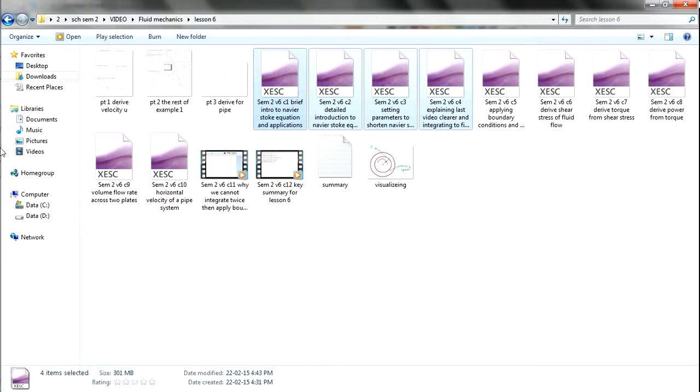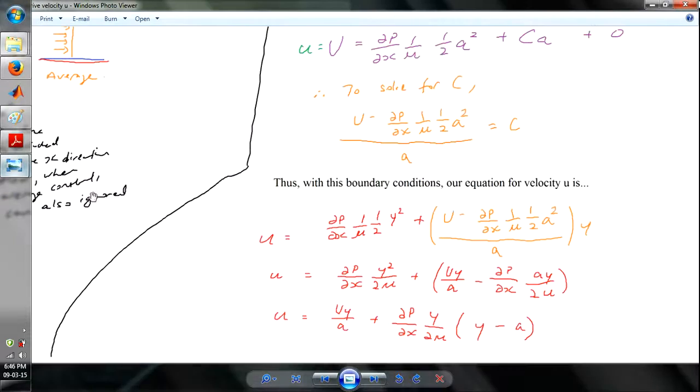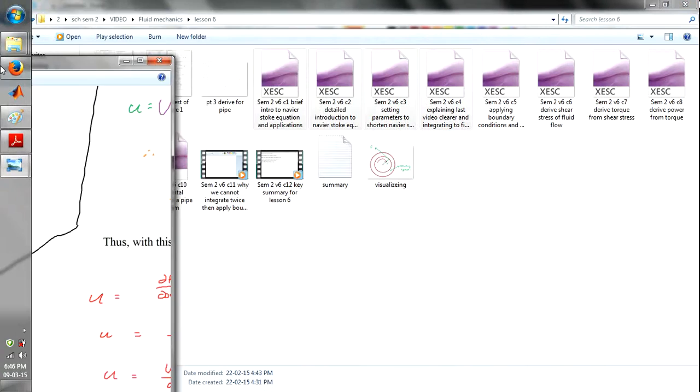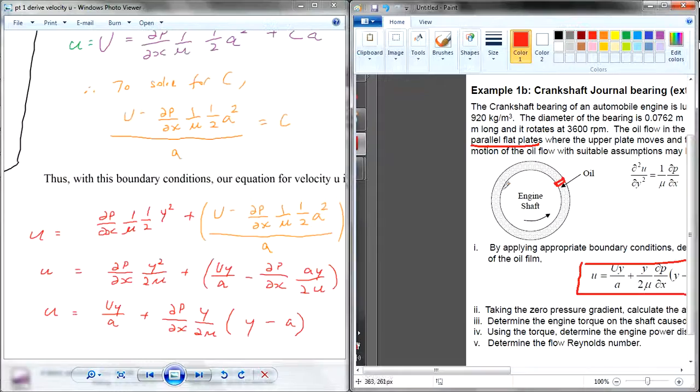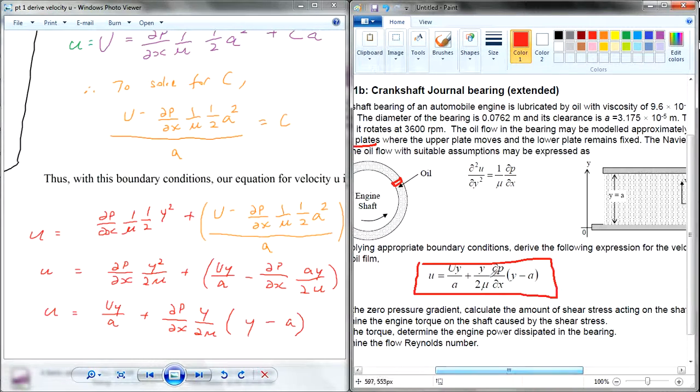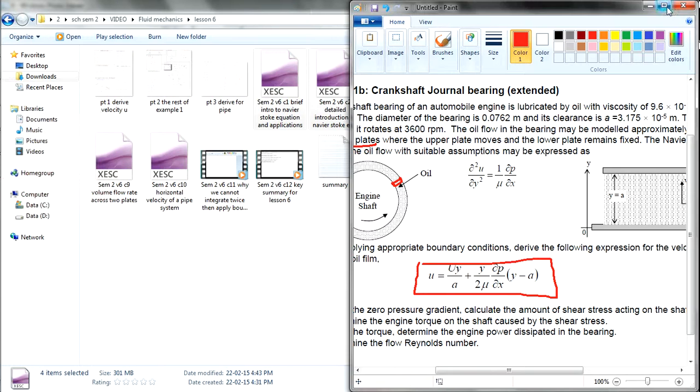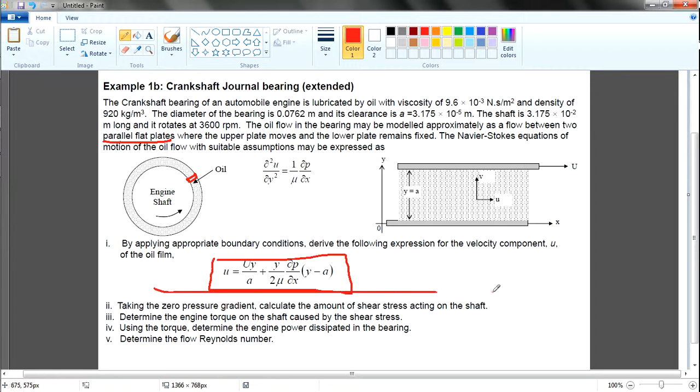It's exactly the same. If you don't believe, you see the outcome. The values are exactly the same. I'm not gonna cheat you. U y over a plus y over 2 mu partial p partial x y minus a. So 5, 4, 3, 2, 1, done. So I can skip this part and go to the next.